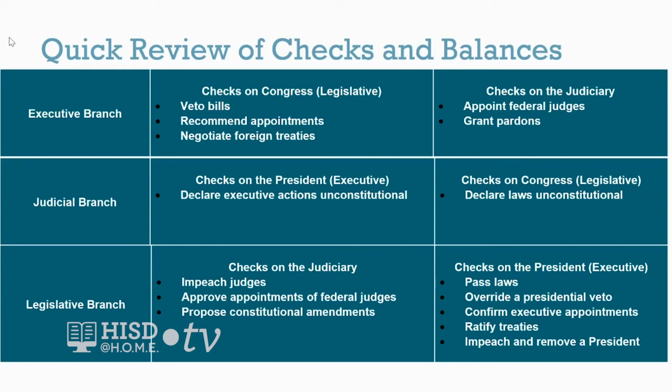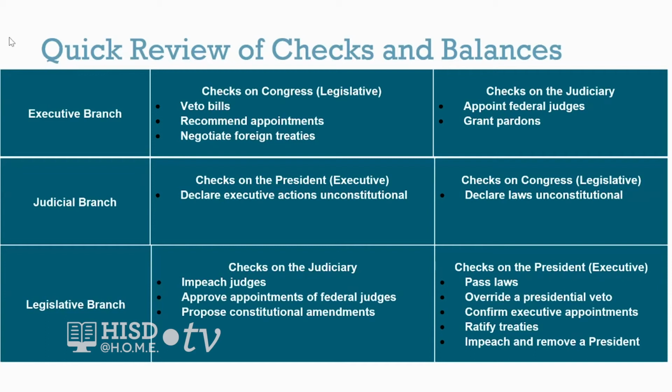They can declare executive actions unconstitutional, and this is how they check Congress. They can declare laws unconstitutional. That means it goes against the Constitution, which is our law of the land. And then finally, we have our legislative branch. And they check the judicial branch by impeaching judges, approve appointments of federal judges, and proposing constitutional amendments.